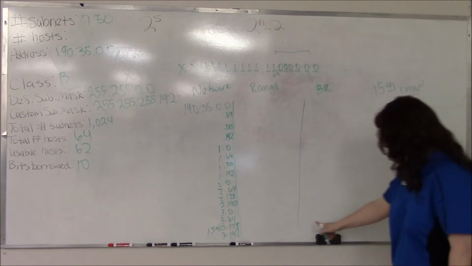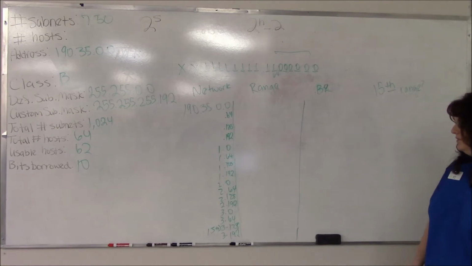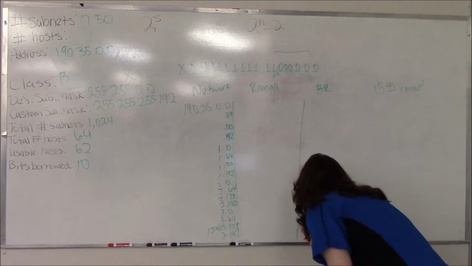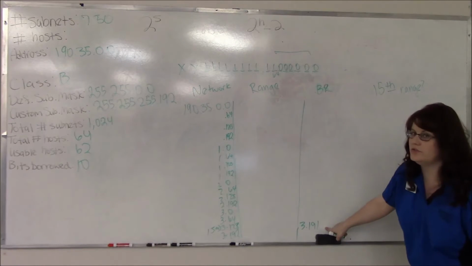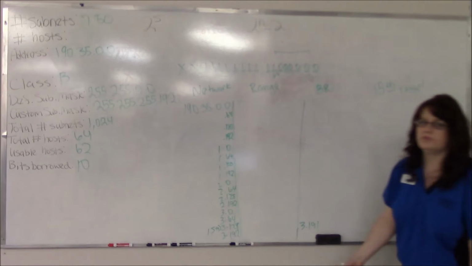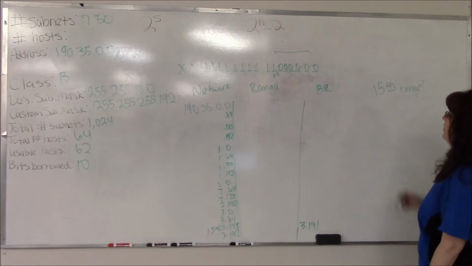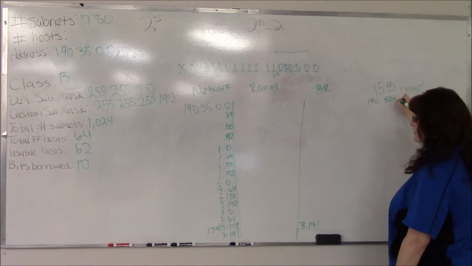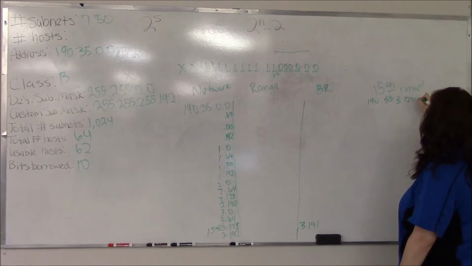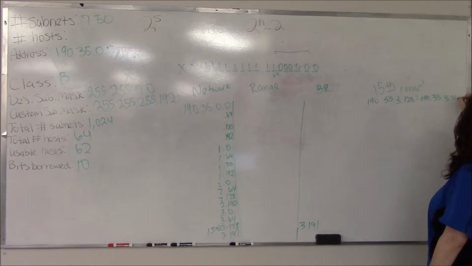So if I want to find the range, what is the broadcast of that? 3.191. 3.191 is the address that comes before 3.192, right? Just like we did before. So my whole range is 190.35.3.128 to 190.35.3.191.